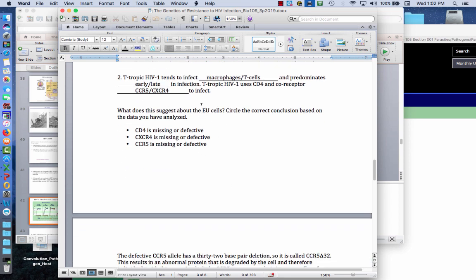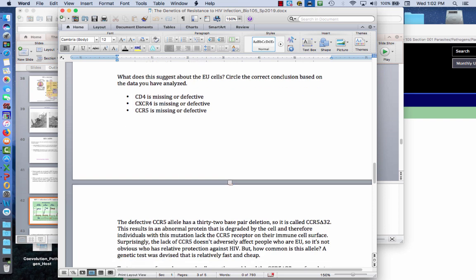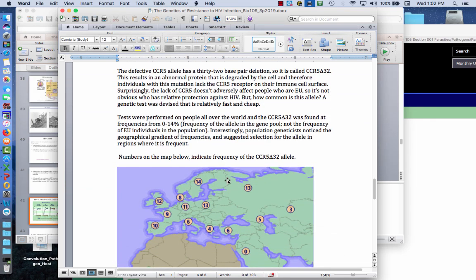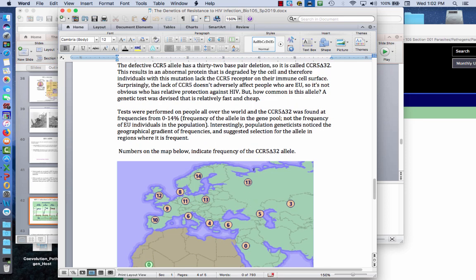What is missing in the EU cells? Is it CD4 missing? Is it CXCR4? Or is it CCR5? All right, where did this possibly come from? This is just an interesting little blurb that I want to add to this. It turns out that looking further into the CCR5 allele, we see that those that are defective in this receptor have a nucleotide deletion. So we call it CCR5 delta 32. There's actually 32 nucleotide bases missing from that gene.